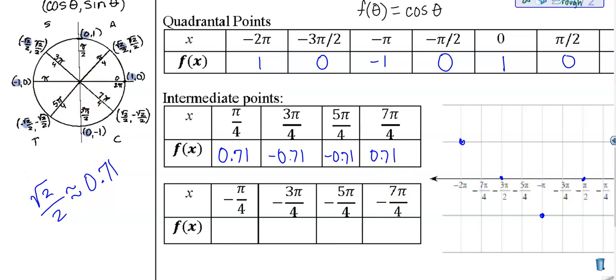Now let's just rotate negatively. So we're going to go from 0 to negative pi over 4. So that's there. So we're in quadrant 4, where cosine is positive.